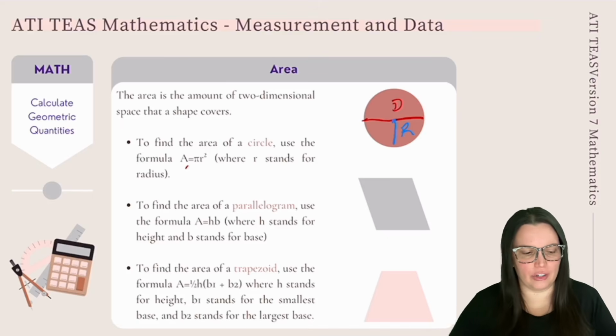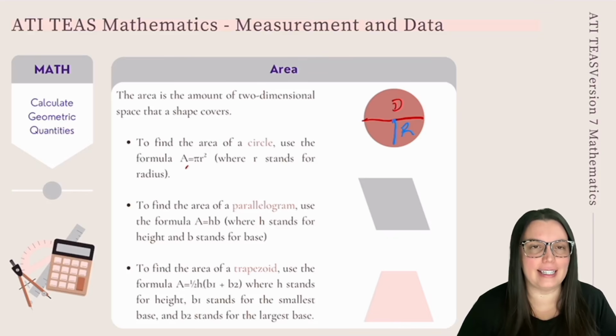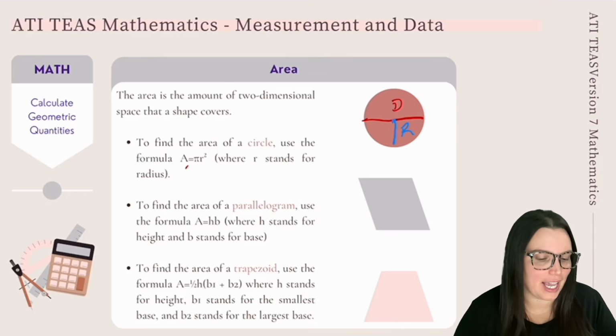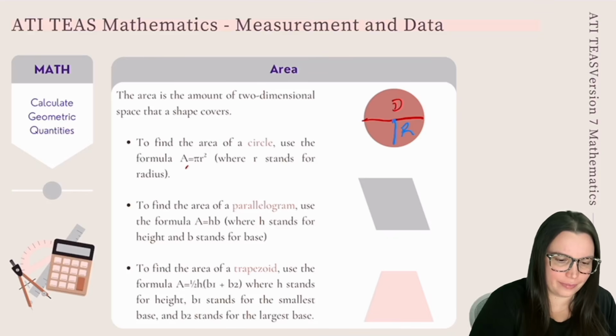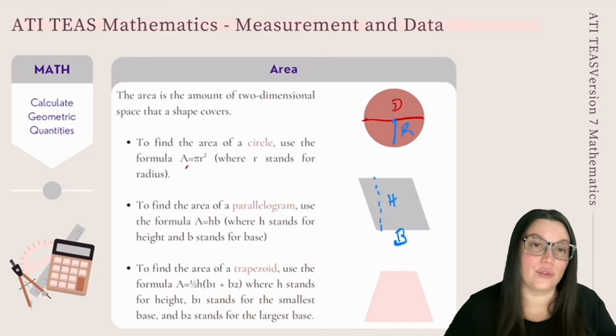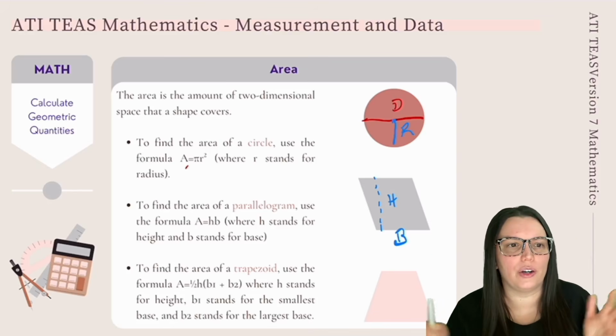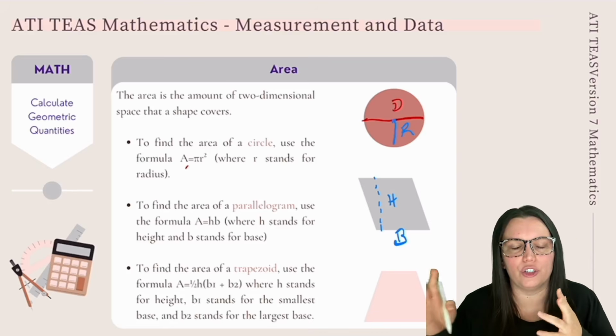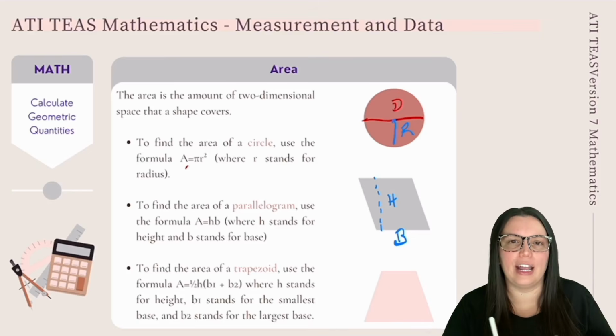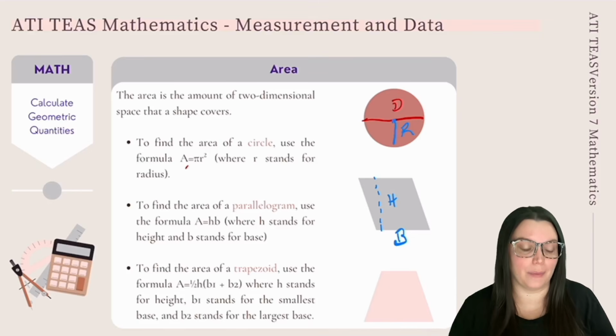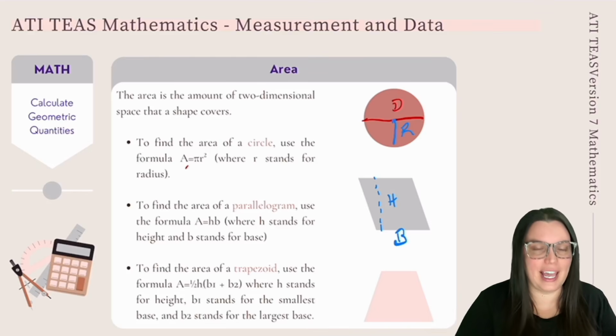Next we have parallelogram, and this one uses A is equal to H times B, where H stands for height and B stands for the base. So just kind of like your triangle, with a parallelogram, it's just H times B, right? Whereas with the other one, you're dividing it by 2. And then lastly, we have trapezoid.